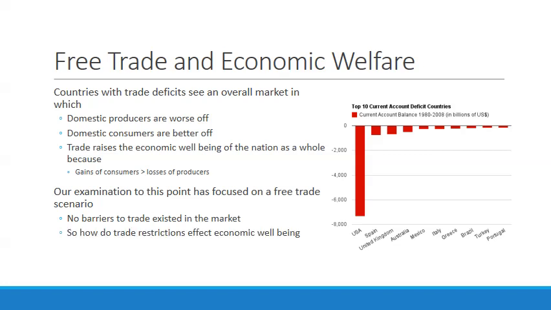So how do trade restrictions affect economic well-being? Because that's the next step we want to take, is what happens in that market when all of a sudden restrictions are placed on trade. So we want to look at tariffs. Tariffs are taxes on goods produced abroad and sold domestically. Now, another thing you can do is create import quotas, but we're not going to focus on those at the moment.